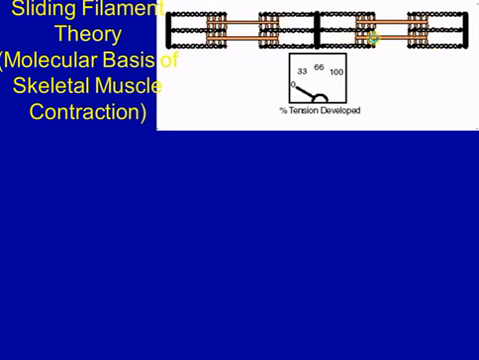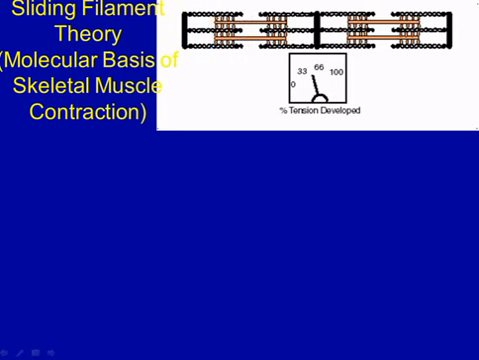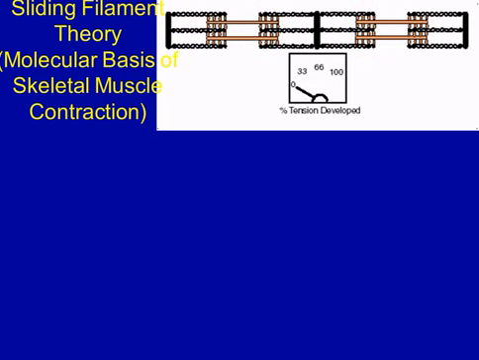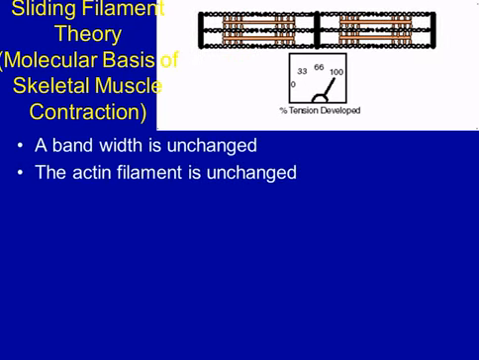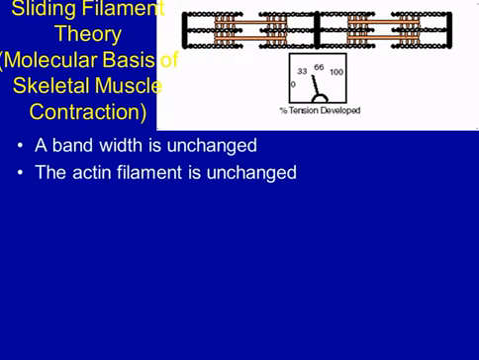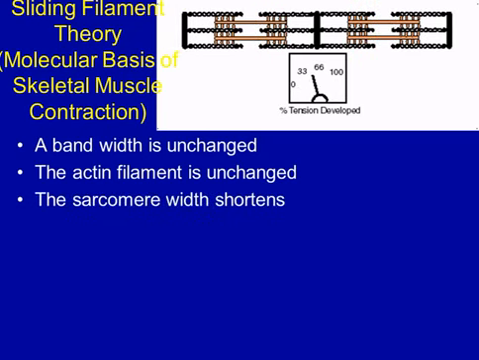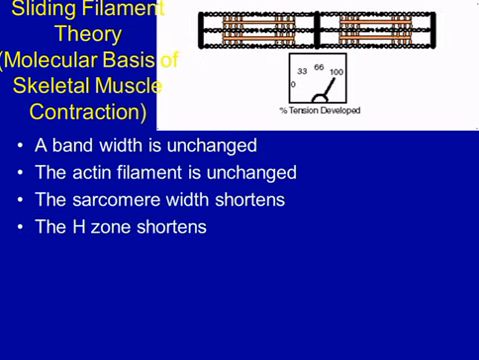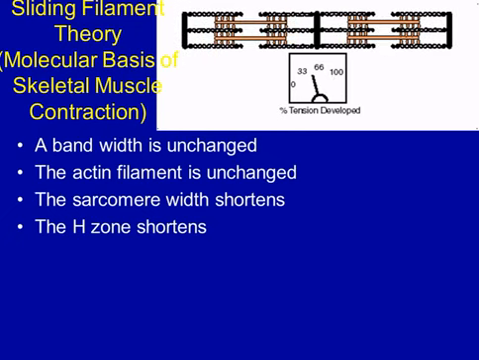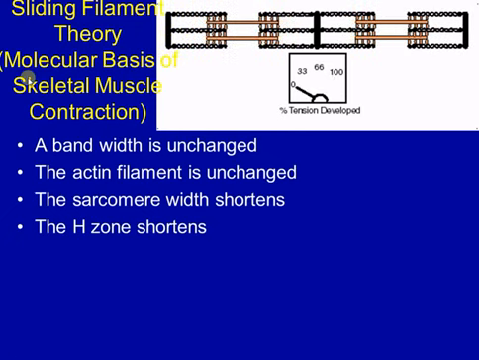Does the A band change its length? So from this end of the myosin to the other end of the myosin, does it change length? Nope. What's the name of the piece that goes right down the middle of the myosin? The M line. There's a reason I keep going over these parts with you again and again. All right, but when you look, the A band itself doesn't change. The actin filament doesn't change. The sarcomere shortens.